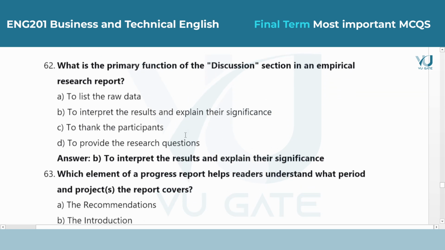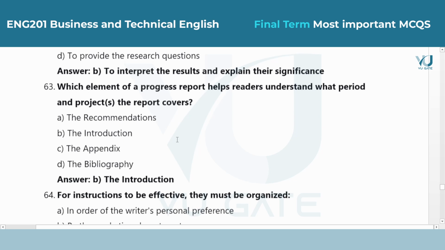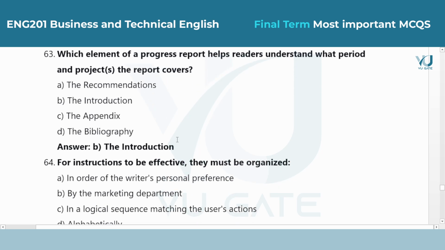62. Question. What is the primary function of the discussion section in an empirical research report? Answer. B. To interpret the results and explain their significance. Concept. Beyond just showing data, the discussion explains the so what, connecting findings to the original research goals.